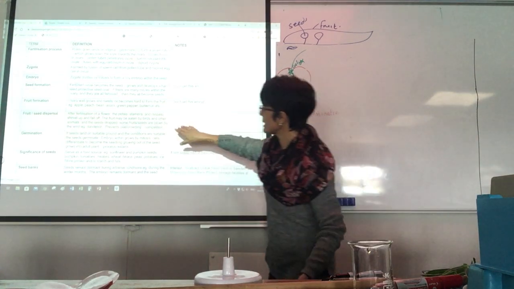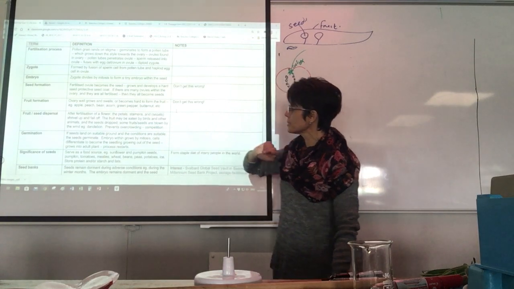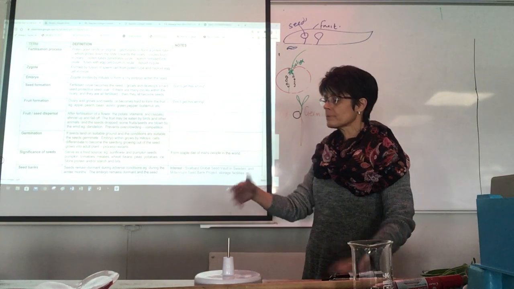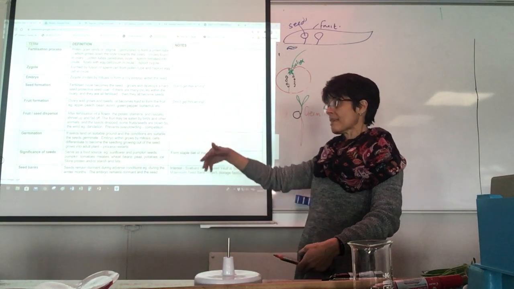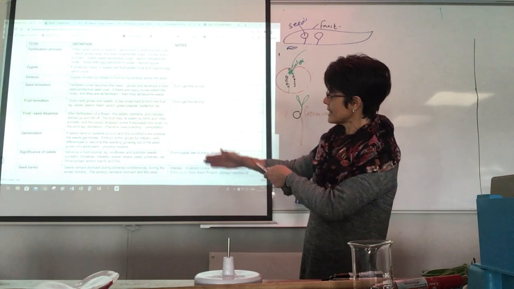I've said here, they need to land on the ground. The conditions need to be suitable, like in spring. Sweet peas, you plant them in May. They started growing now, but then they flower in early spring. So different plants germinate at different times of the year.